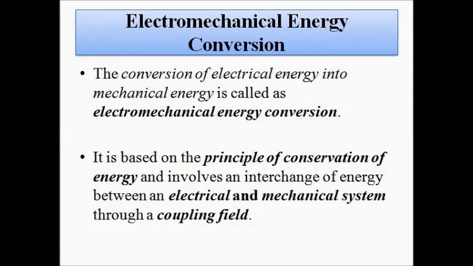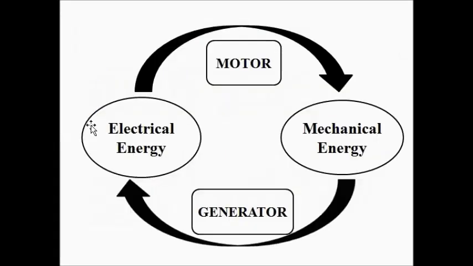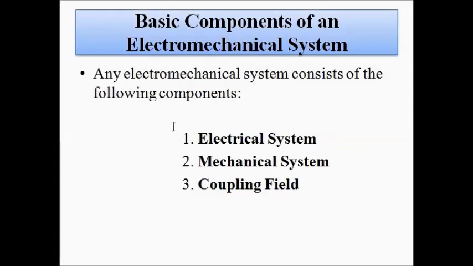So we know that this electromechanical energy conversion, from electrical energy to mechanical energy, is done by an electrical motor, and the reverse, mechanical energy into electrical energy, is done by a generator. And the basic elements of the electromechanical system, be it a motor or a generator, involve three elements. Those three basic elements or components are the electrical system, the mechanical system, and the coupling field.